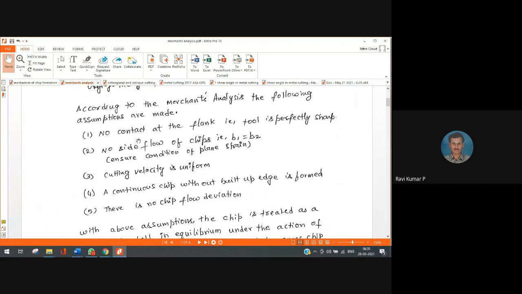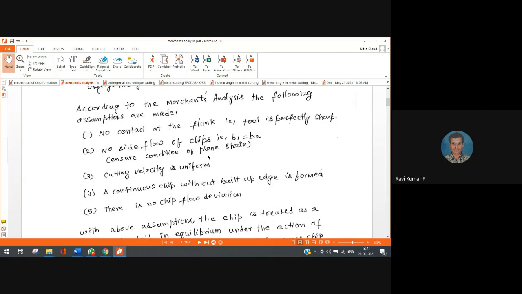First one, no contact with the flank. That is, the clearance angle is good. So the cutting edge, the tool, is perfectly sharp. So rake angles, cutting edge angles, as well as the clearance angles, have been ground properly so that the tool flanks shall not rub with the workpiece. There is no side flow of chips. So B1 is equal to B2.